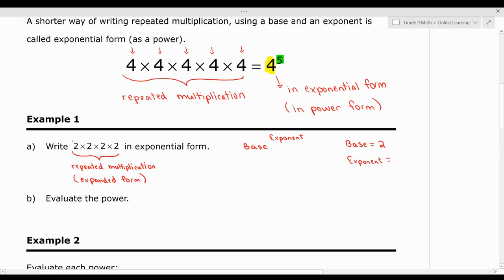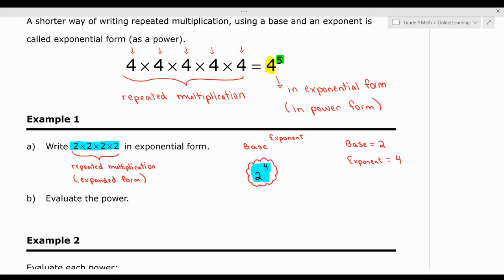And then the exponent is going to be how many 2's are being multiplied. So there's 1, 2, 3, 4. So then to take this repeated multiplication and write it as a power, or write it in exponential form, I would just say that it's a base of 2 raised to the power of 4, or raised to the exponent of 4. Okay, so this repeated multiplication means the exact same thing as this exponential form, so written as a power, just this is a little bit simpler to work with.